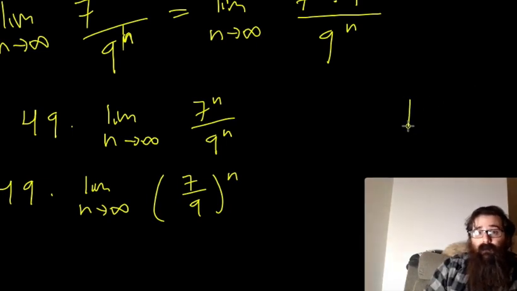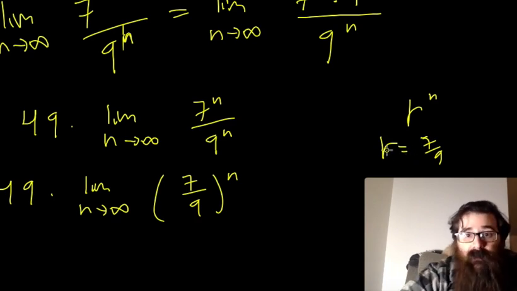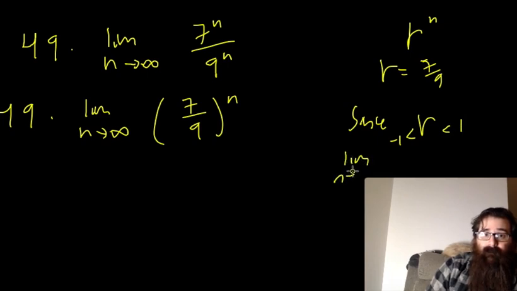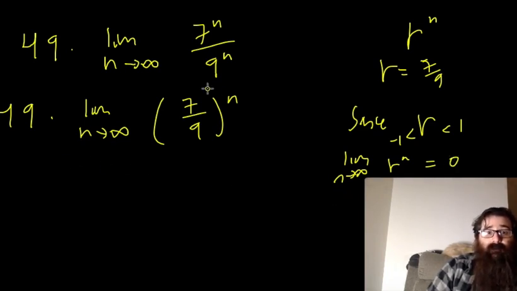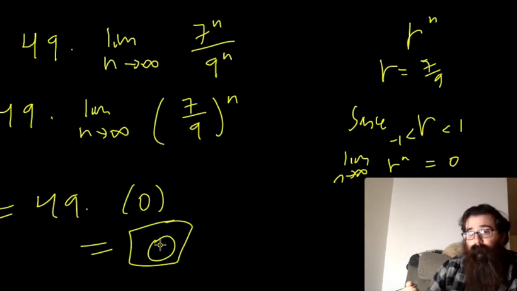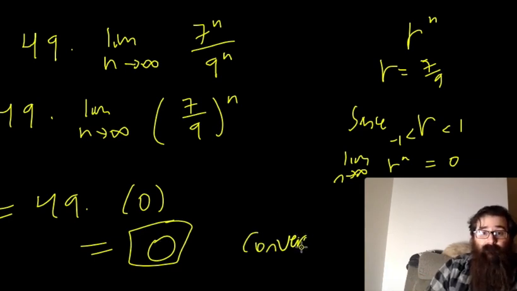I'd say, okay, r to the n. But what is r? r is 7/9. And this is between -1 and 1. It's less than 1 and it's positive. So we'd say, well, since r is between -1 and 1, the limit as n goes to infinity of r to the n gives me 0. So I'd be able to talk about this limit here. This is going to go to 0. So here I get 49 times 0, which gives me 0. It's finite then, so I have a convergent sequence.